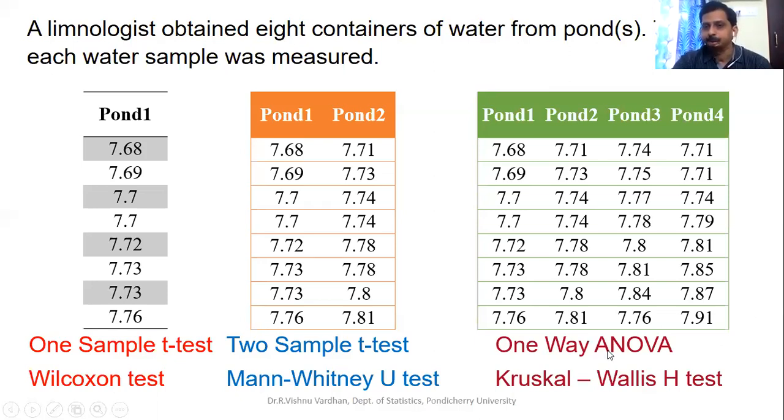It is Bartlett's test, spelled B-A-R-T-L-E-T-T. Bartlett's test has the hypothesis that sigma 1 square is equal to sigma 2 square is equal to sigma 3 square is equal to sigma 4 square. The alternative is sigma i square not equal to sigma j square, that is, at least one pair of groups does not have homogeneity of variances.